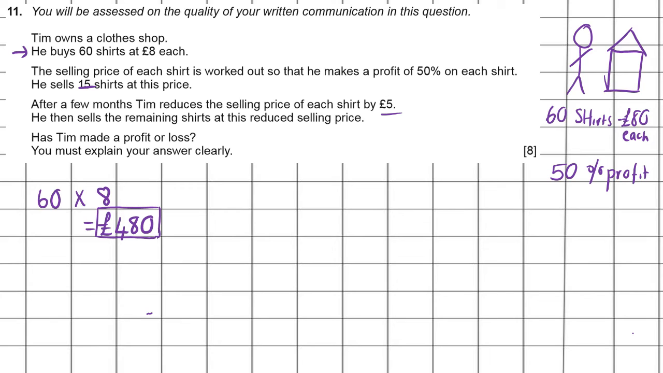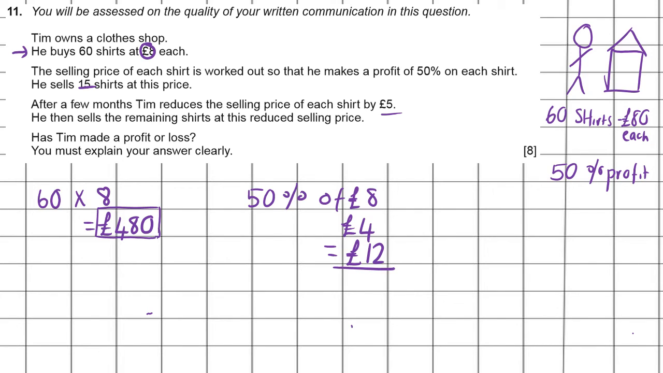Okay, so we know that he sells them at a 50% profit. So we need to know 50% of 8. Sorry. Nope, sorry. We need to know 50% of £8 because that's how much he's selling them at. Well, no, that's how much he bought them at. So that would give us £4. So therefore, he sells them at £12 at the start.